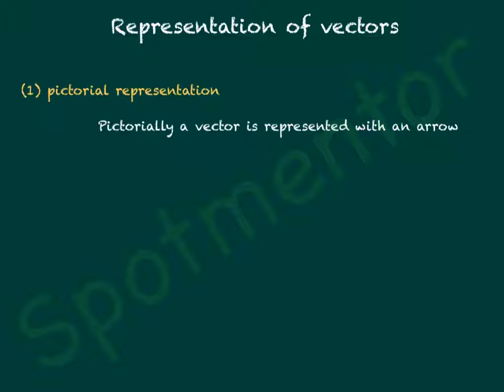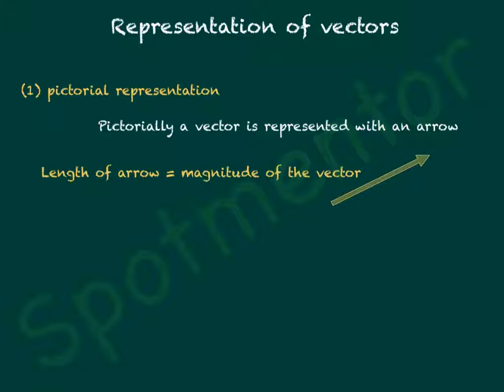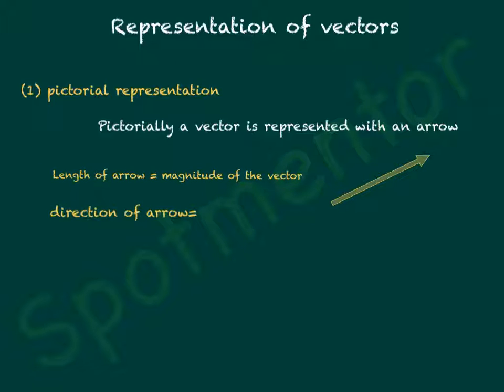So pictorially, a vector is represented by an arrow, of which the length represents the magnitude of this vector. And the direction in which this arrow is pointing gives you the direction of the vector.